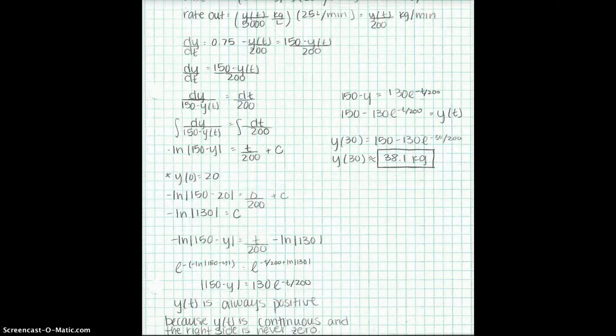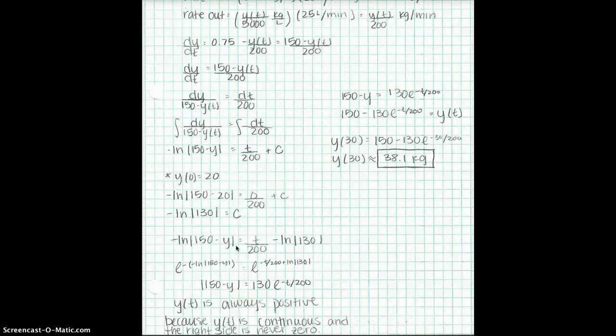Now is when you use the initial condition, y of 0 equals 20. So 0 is t and 20 is y. So you plug in those values into this equation and you solve for c, which is negative natural log absolute value of 130. So then once you plug c back into the differential equation, you get negative natural log absolute value of 150 minus y equals t divided by 200 minus natural log 130.